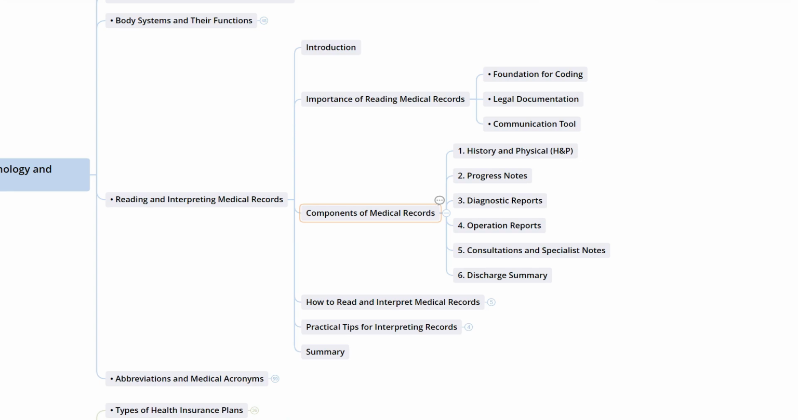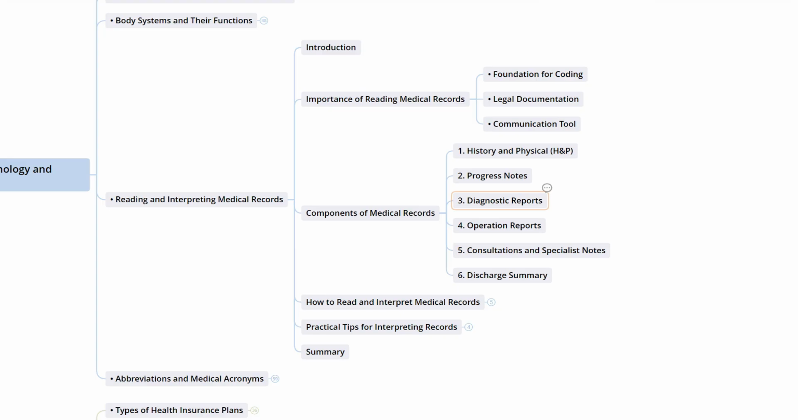Components of medical records. These include history and physicals, often referred to as H&P. It describes the patient's medical history, current health status, and physical examination findings. Progress notes. It documents ongoing patient care, treatments, and responses during hospital stays or outpatient visits.